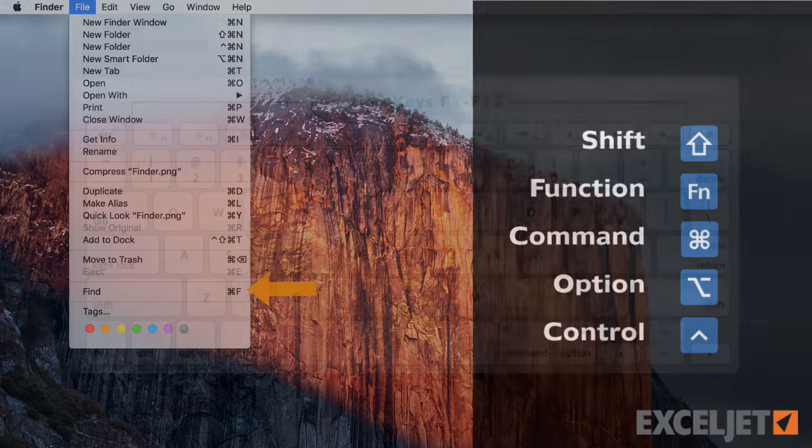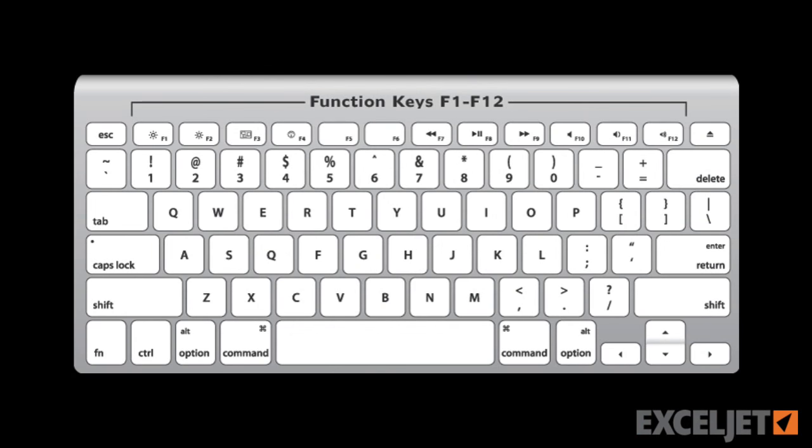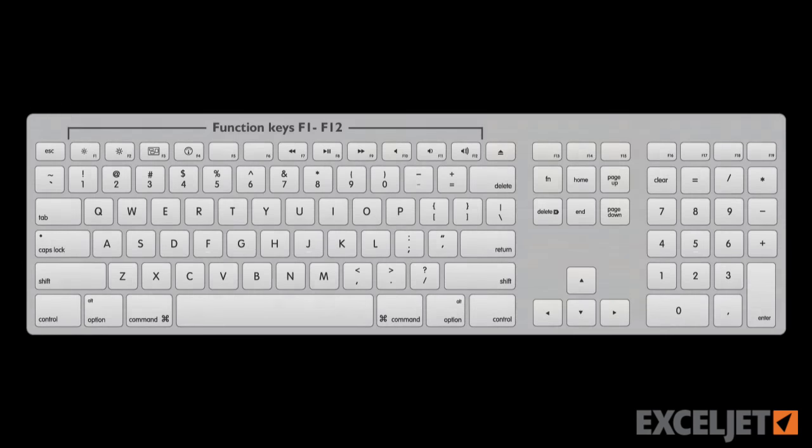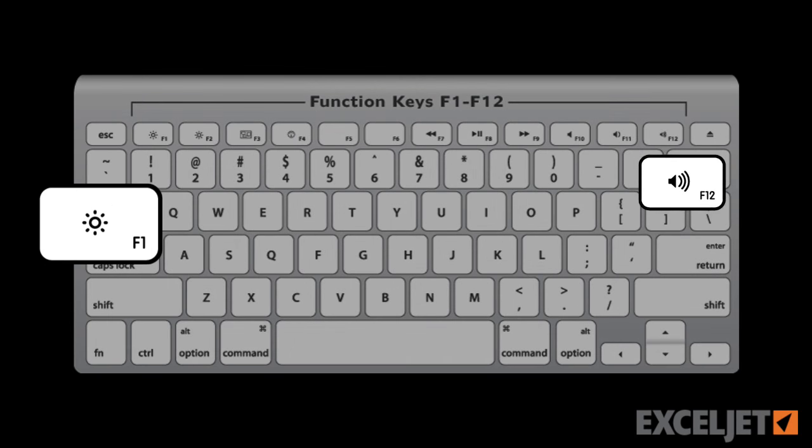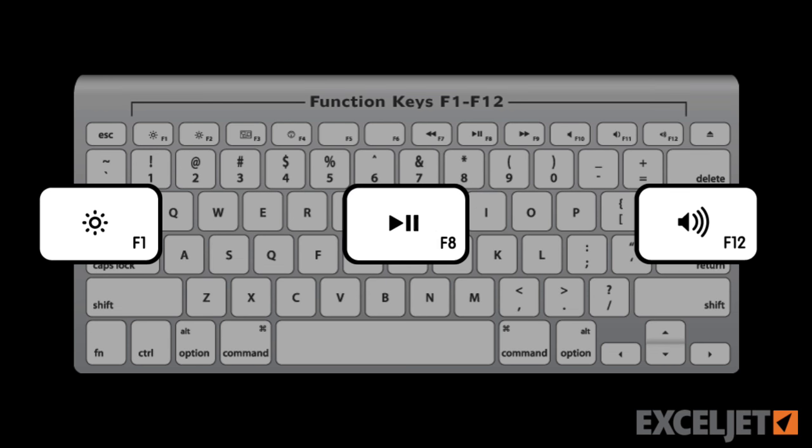Second, function keys behave differently on a Mac. Function keys sit at the top of your keyboard and are labeled F1 to F12 on standard keyboards and F1 to F15 on extended keyboards. By default, function keys on a Mac control the computer itself. Things like screen brightness, volume, video pause and play, and so on.